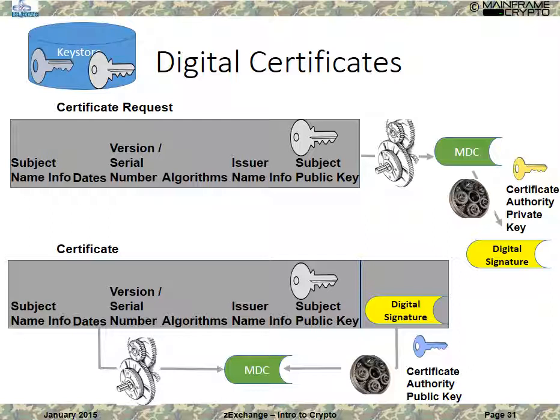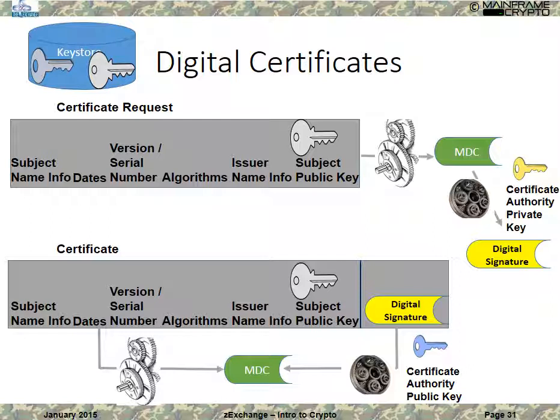Now, when you receive that certificate, what you can do is strip off the original certificate request, the front end, and run it through the same hash algorithm, as documented by the algorithms in the clear, and generate a modification detection code. Then you'll strip off that digital signature and decrypt it using the CA's public key. If those two values match, you know you have my public key in this certificate that was validated and vouched for by the certificate authority.